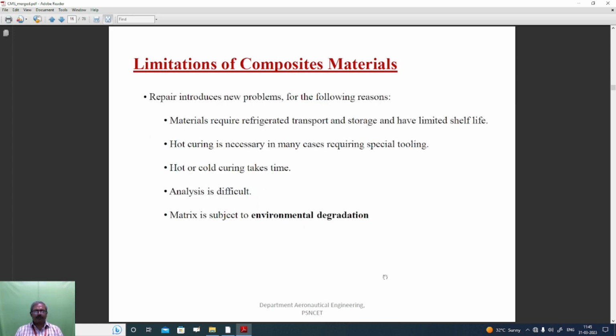Repair of composite material introduces new problems for the following reasons. Materials require refrigerated transport and storage and have limited shelf life. Hot curing is necessary in many cases, requiring special tooling. Hot or cold curing takes time. Analysis is difficult. Matrix is subject to environmental degradation also.